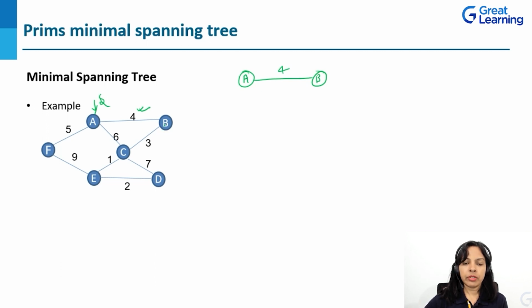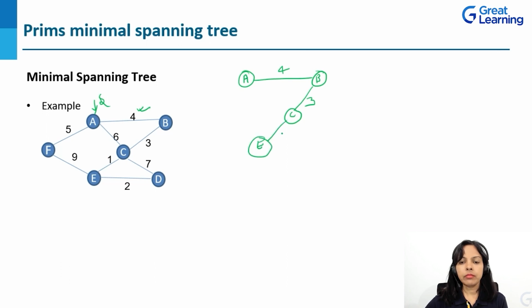Now we have reached B. To go from B to any other, there is only one path, right? To go from B to C, that is having 3 as a weight. So we'll go here, 3 as a weight. Now to go from C, there are 3 edges, 6, 1, and 7. Among these 3, which is the minimum? To go to E is the minimum, that is 1. So we will select that.